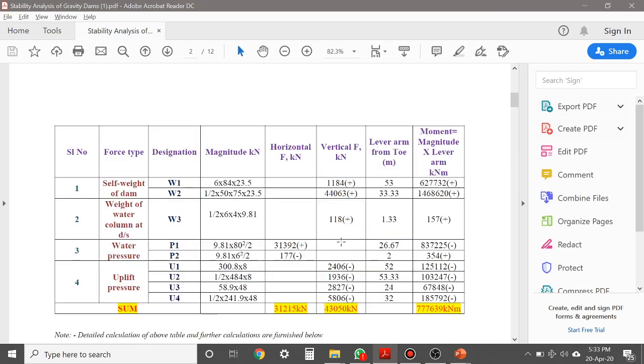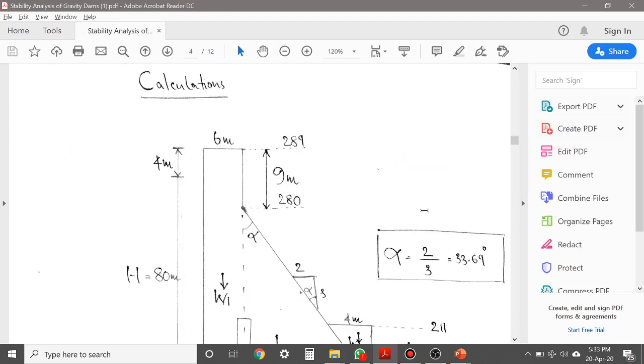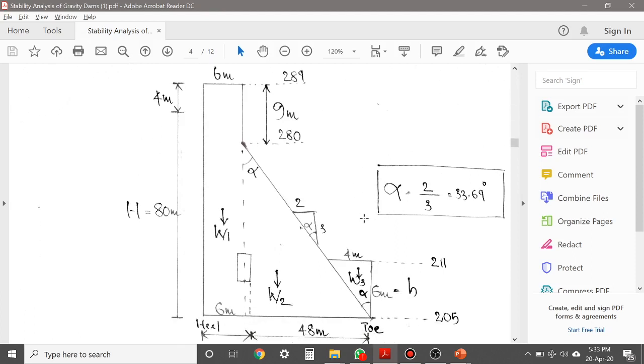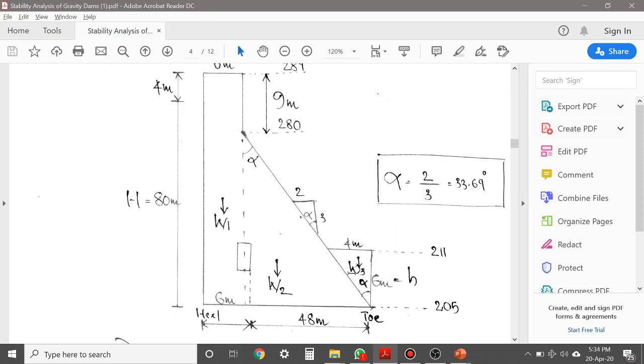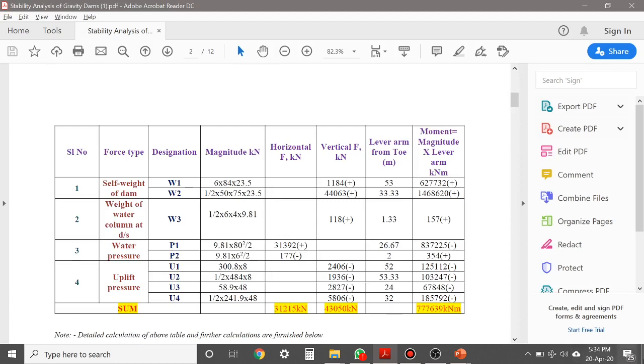Going back to our table, see these two magnitude of moment, these two moments are positive since it is anti-clockwise. Again, W3 is also making anti-clockwise moment with toe, so the sign is positive. These are the first two forces considered: self-weight of the dam and self-weight of the water column.